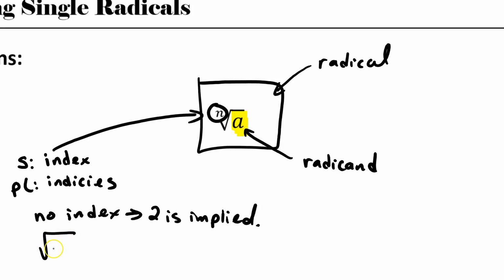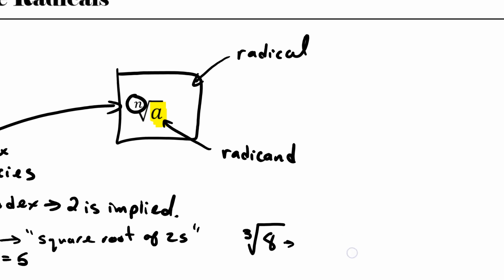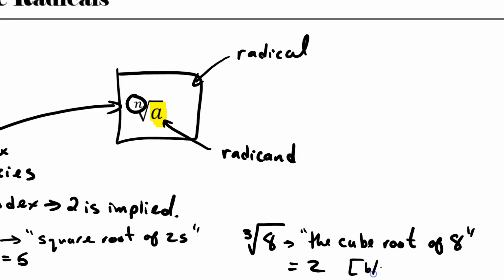So if I say this one right here, this radical, I would say that that is the square root of 25, which is 5. Whereas if I have an index here of 3 and I'm looking at 8, I would say the cubed root of 8, which is 2, because 2 times 2 times 2 is 8.